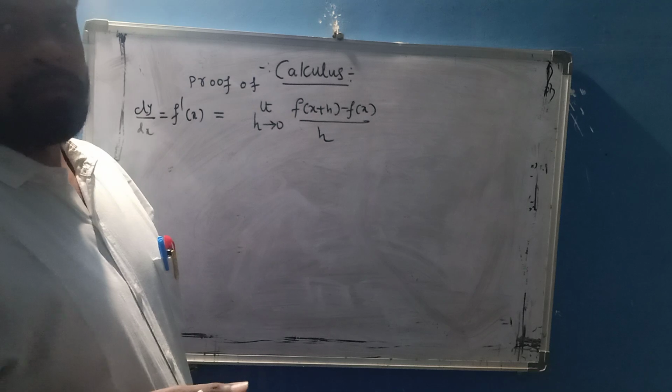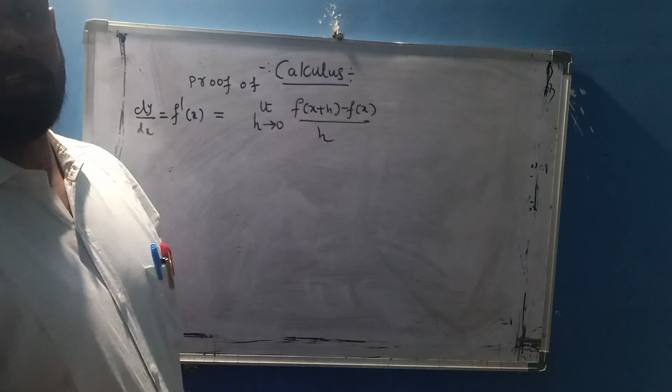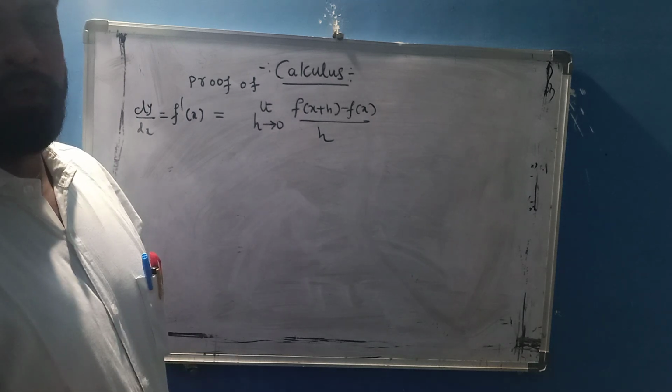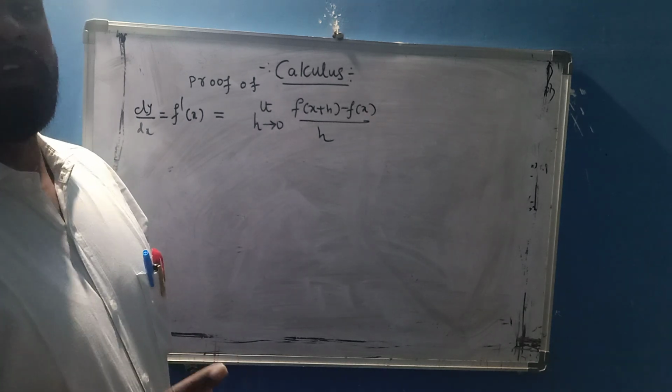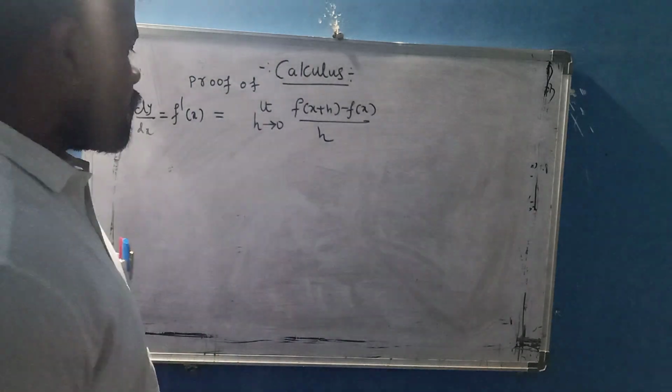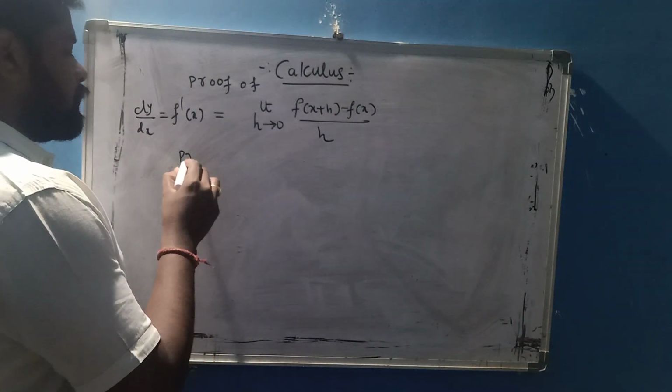d by dx of sin x, d by dx of cos x, d by dx of x power n. d by dx is nothing but the derivative of any function. We can find it by using this formula only. How to get this formula? Proof.